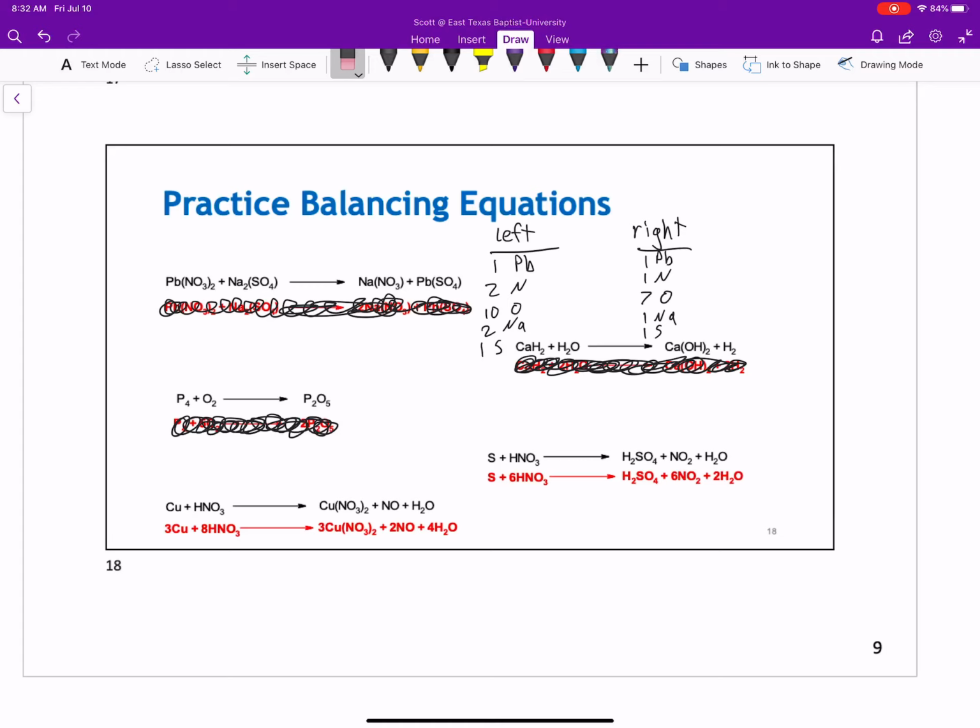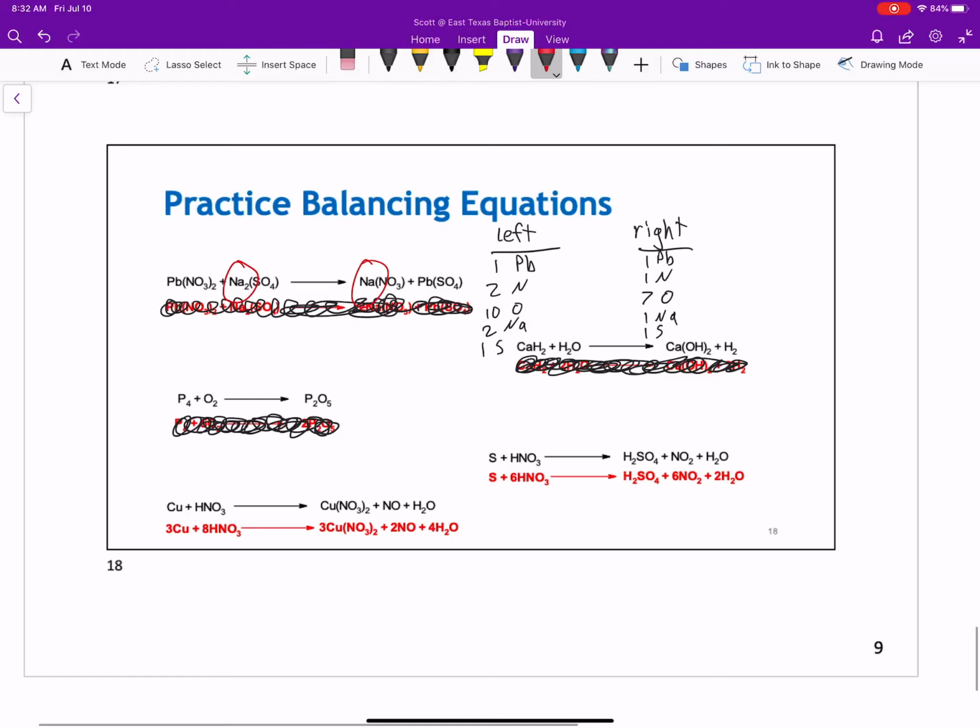But you may notice that on the left-hand side, there's 2 sodiums. But on the right-hand side, there's only 1 sodium. So it might be worthwhile to just simply put a coefficient in front of this one right here and see what happens. I mean, we're going to need to increase the amount of sodiums on the right-hand side anyway. So what would that do to our tally on the right-hand side if I were to do that? Well, I see that it would cause sodium to become 2. And it would cause nitrogen to be 2.